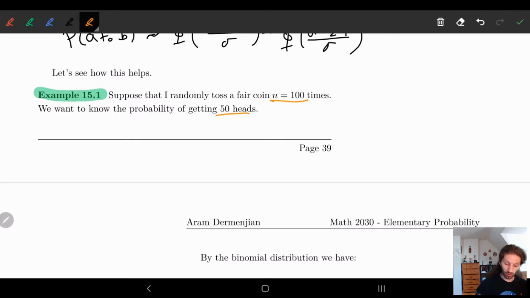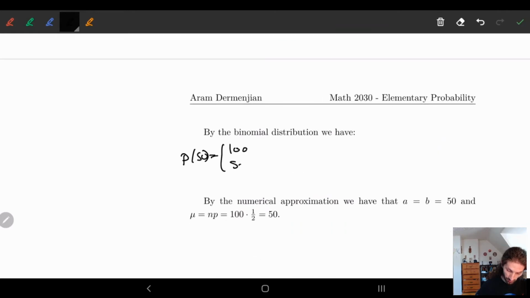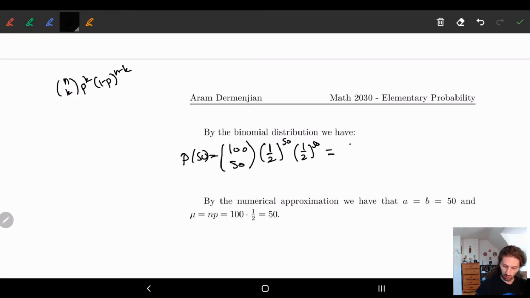Well, in this case, we already know the binomial distribution, right? So the binomial distribution for this, P of 50, is given by 100 choose 50, which we saw in our earlier videos, times 1/2 to the 50, times 1/2 to the 50. Remember, our binomial distribution is given by this formula. If you try to calculate this out, you get 100 factorial over 50 factorial times 50 factorial times 2 to the 100. And this turns out to be roughly 0.075795892.